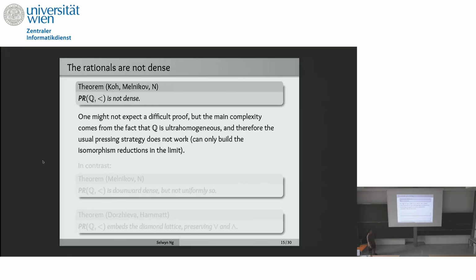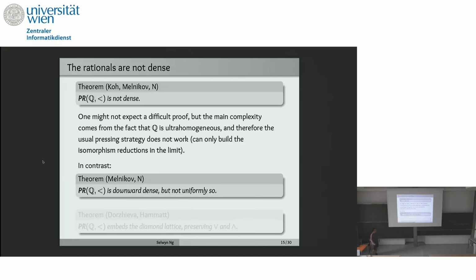The main complexity of this comes from the fact that the rationals is highly homogeneous. There is a usual strategy that allows you to control how different copies of the structure that you build may behave, and these strategies simply don't work because the underlying structure is extremely homogeneous, which means that there is no way for you to isolate different components and do the usual recursion theoretic trick to control. There is also a second problem, that the isomorphic reductions are only built in the limit. So anyway, this was surprising.